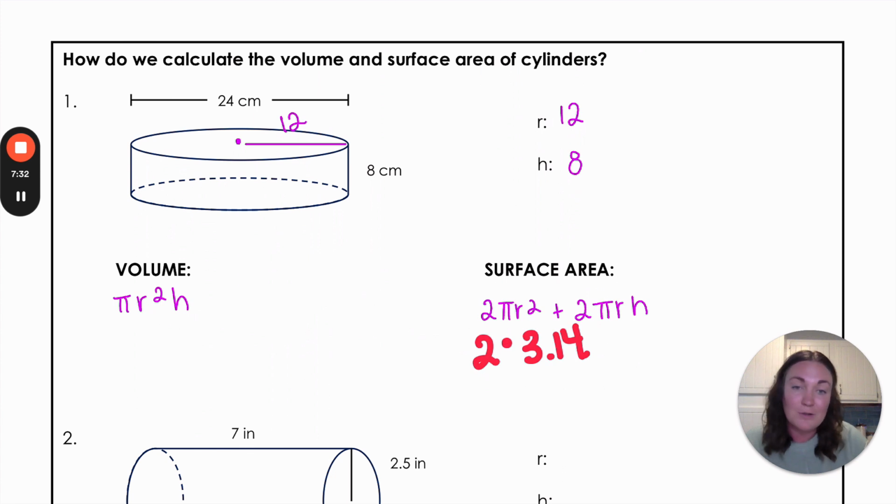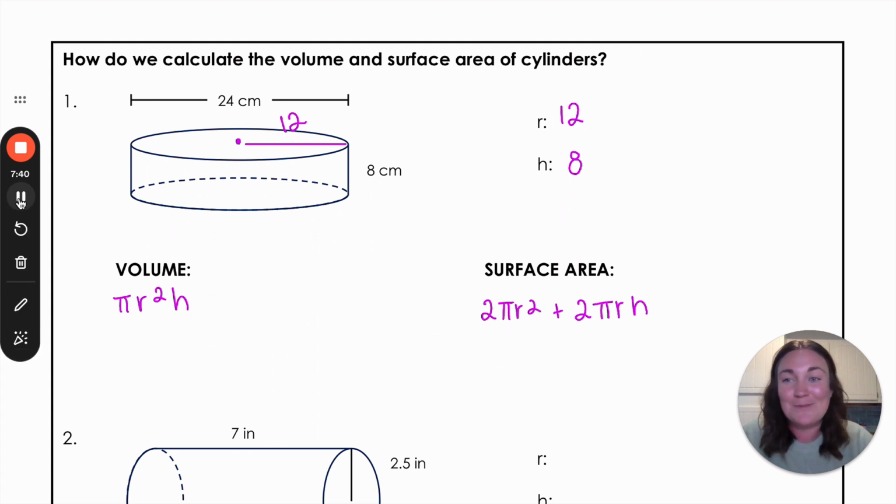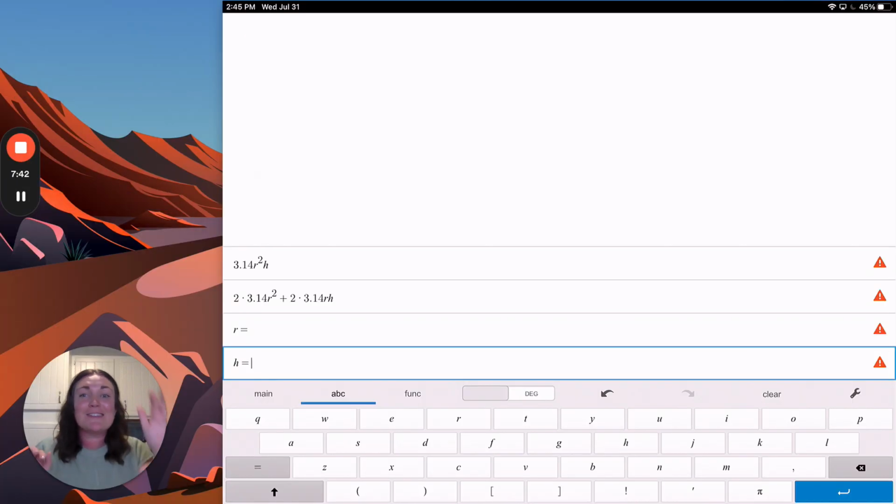So you want to make sure we're putting a times sign right here, and also a times sign or multiplication sign right there. All right, let's take a look at what that looks like in Desmos. Okay, so you can see that my volume formula is on that top line, the 3.14 r squared h, and then the second line is my surface area, the 2 times 3.14 r squared plus 2 times 3.14 rh.